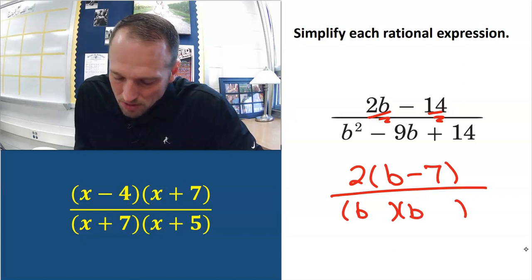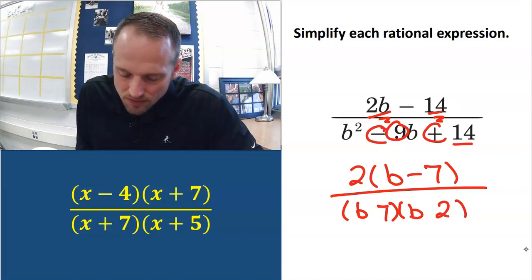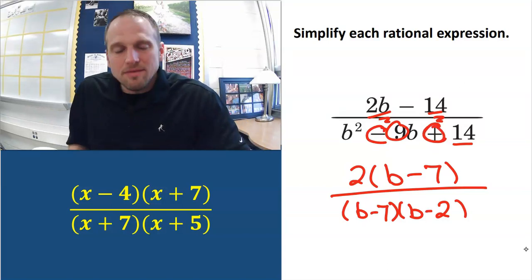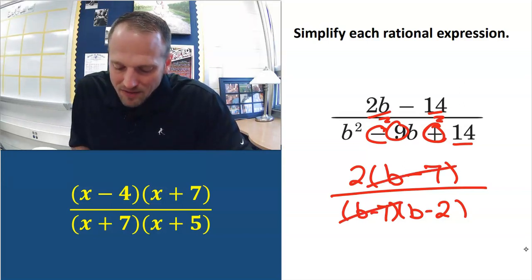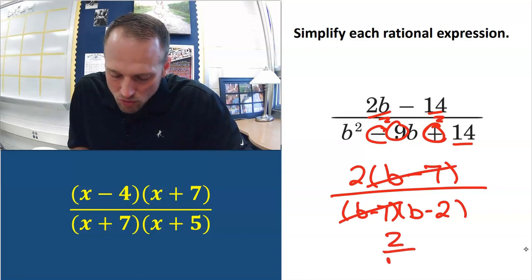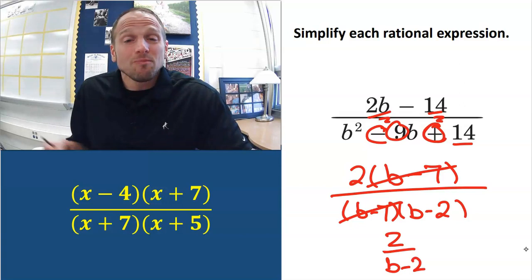So on the bottom, I'm looking for numbers that multiply to get 14 and add to get 9. Well, that sounds like 7 and 2 to me. Bigger number gets the first sign, so that's going to be a minus. And since that's a plus, it means the signs are the same. b minus 7 times b minus 2. And we can cancel the b minus 7's, so we're just going to be left with 2 over b minus 2. All right? So that's it.